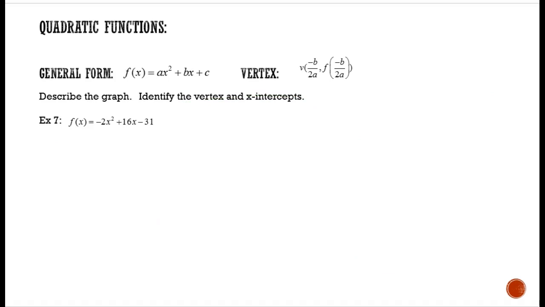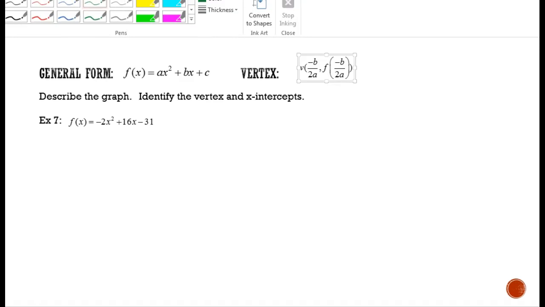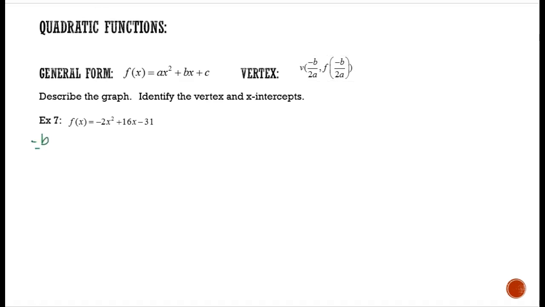All right, let's try one more. Feel free to pause the video, try to work it out, and see if we end up in the same place. Okay. Using our vertex formula here, -b over 2a is my x value. So let's figure this out. Here's b. So -16 over 2 times -2. So negative 16 over negative 4 is going to be a positive 4. So my vertex is a 4 something.